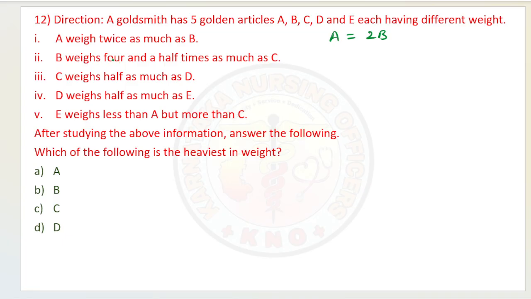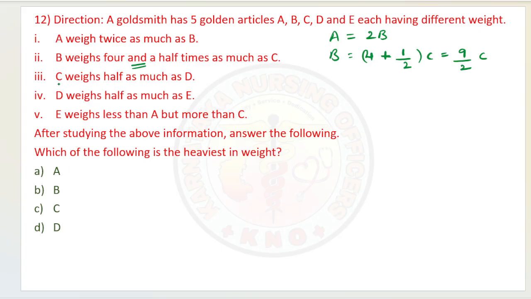Second statement, B weighs 4.5 times as much as C. So B weighs 4 and a half times as much as C. Here, in place of the 'and' you need to write plus, so 4 and means 4 plus half times as much as C. Solve this: 4 plus half becomes what? 2 fours are 8, 8 plus 1 is 9. So 9 by 2 is the B value.